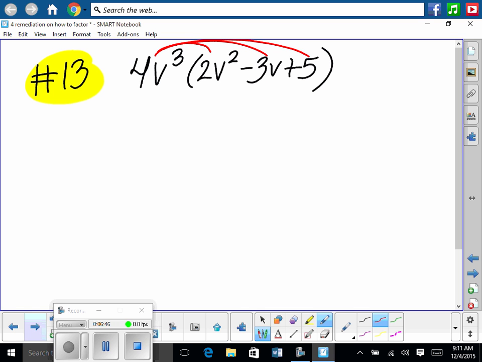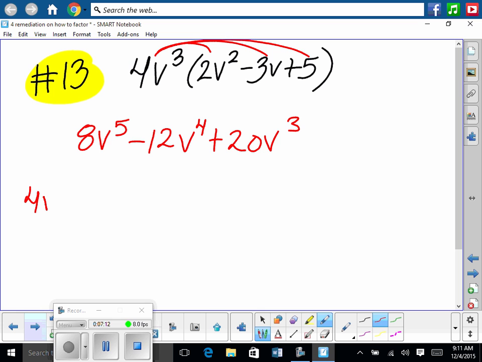We would distribute. We would get 8b to the 5th. We would get negative 12b to the 4th. And then we would get positive 20b to the 3rd. Now we would look at this and say, what's the greatest thing in common? Well, all of them divide by 4, right? So I'm just having us go backwards because we're building our knowledge. They all divide by 4, all the numbers, and they all at least have a b cubed. So I pull out 4b cubed.